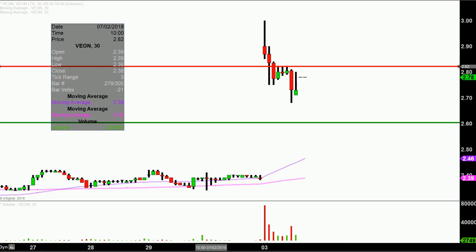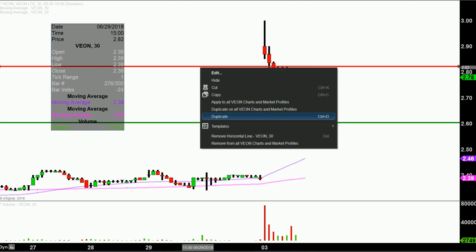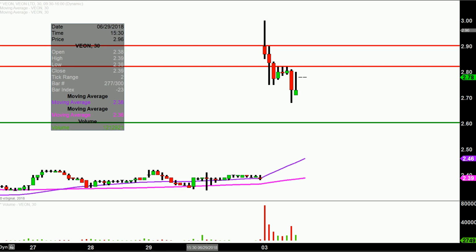There was a little miniature top of a range that formed at $2.82. You can see several occasions the price actually did try to push through there, could never quite do it. So that'll be that first hurdle. Next hurdle, if the bulls can clear 282, is right up there at $2.90.